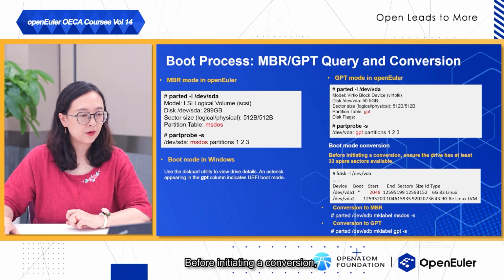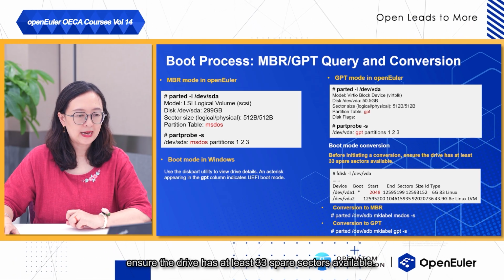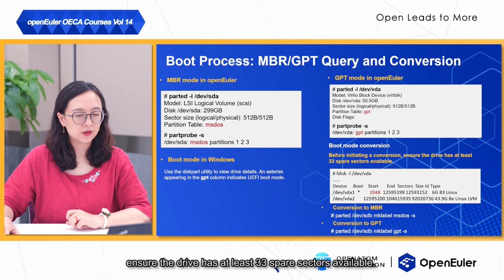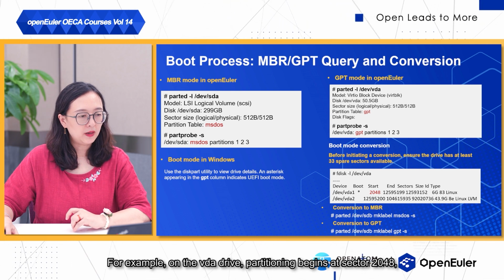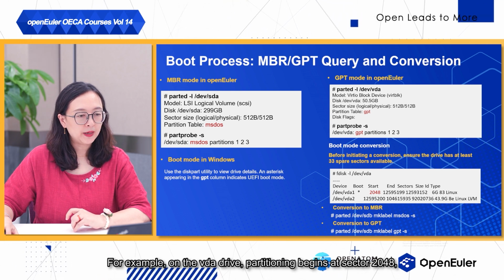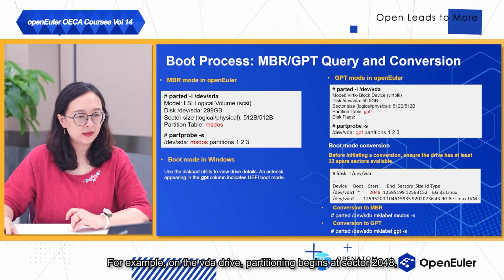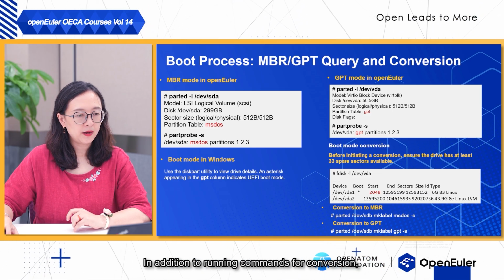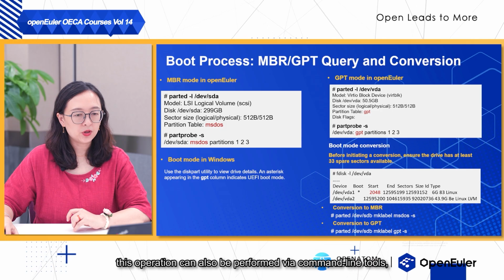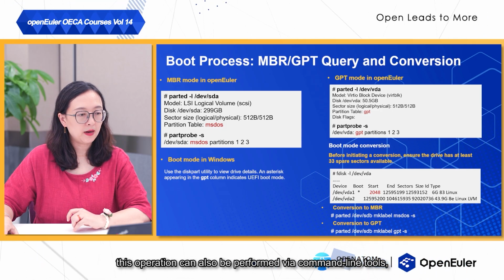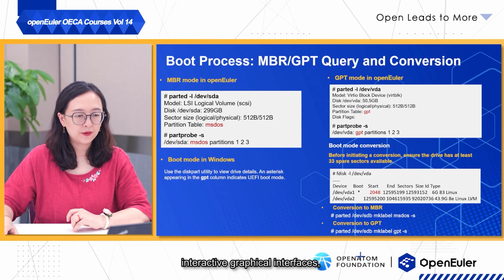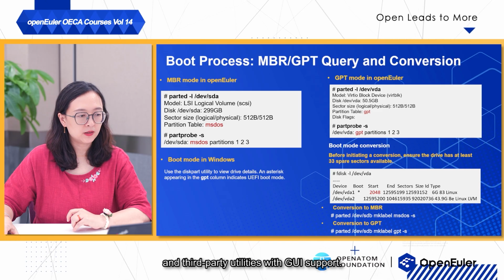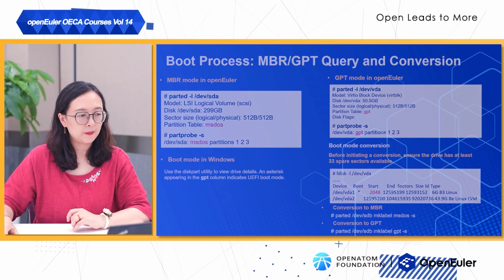Before initiating the conversion, ensure the drive has at least 33 spare sectors available. For example, on the vda drive, partitioning begins at sector 2048, which satisfies this requirement. In addition to running commands for conversion, this operation can also be performed via command line tools, interactive graphical interfaces, and third-party utilities with GUI support.